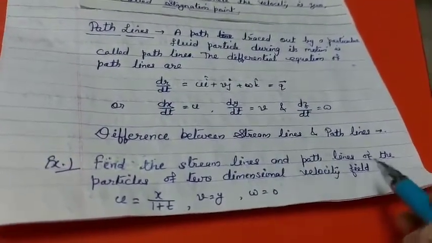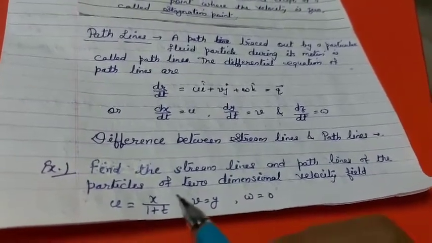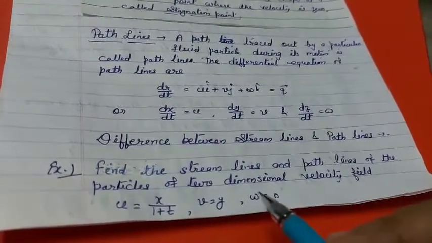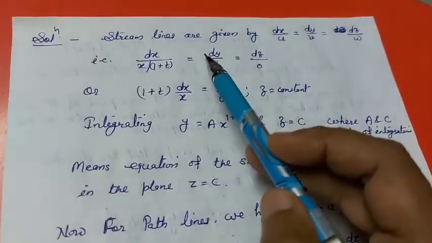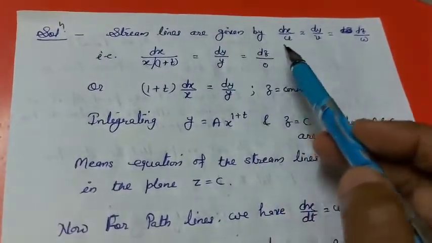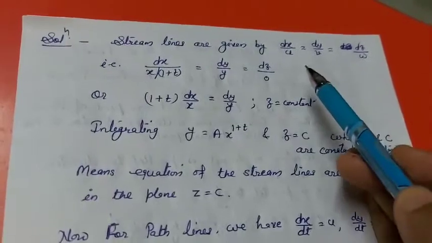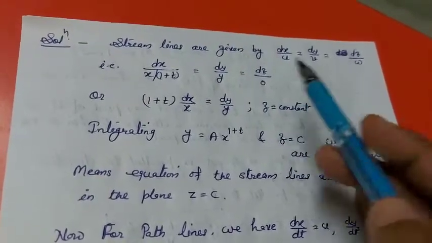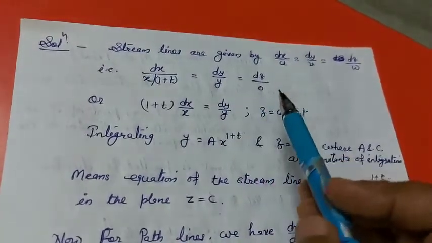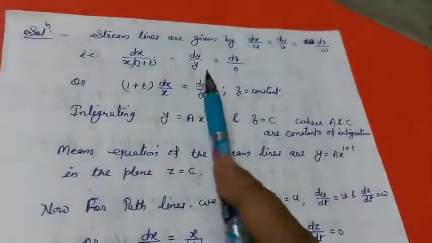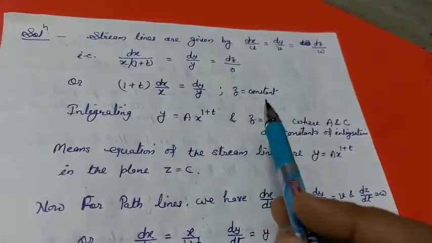Find the streamlines and path lines of the particles of the two-dimensional velocity field u is equal to x upon 1 plus t, v is equal to y, and w equal to 0. The differential equations of streamlines are given by dx by u is equal to dy by v is equal to dz by w. Substituting the given values of u, v, w in this equation, we have dx upon x by 1 plus t, dy upon y, and dz upon 0. So, by the first two results, we have (1 plus t) dx by x equal to dy by y, and by the last result, we have z equal to constant.